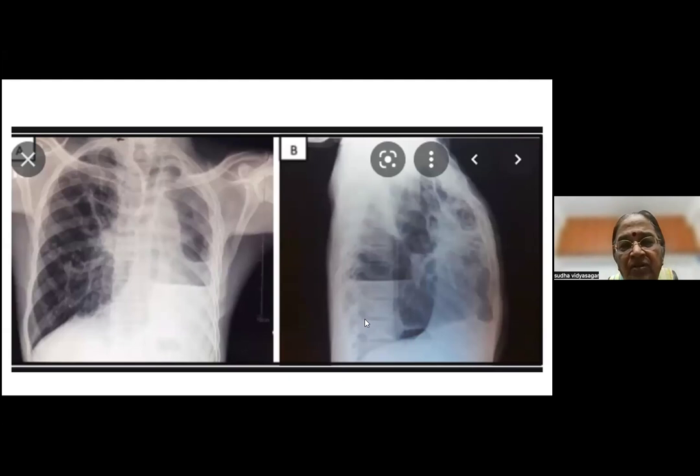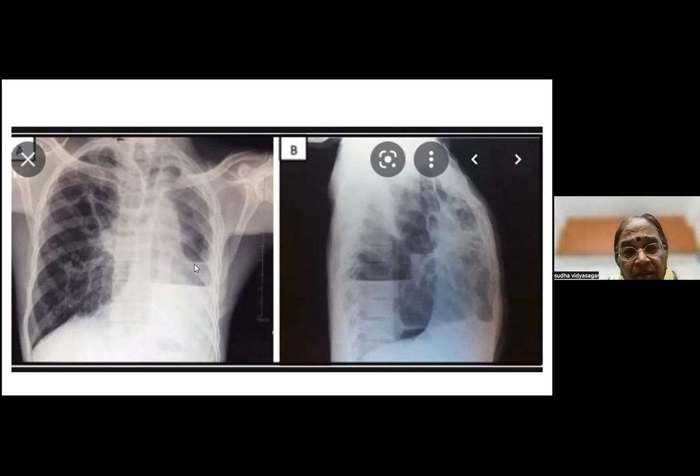Multiple cavities on the left side. And air fluid levels are there. Okay. So air fluid levels means what? You can see the lateral is going right up there. Lung abscess. Okay. Somebody's calling it a lung abscess. Now, do you all agree that there are air fluid levels?